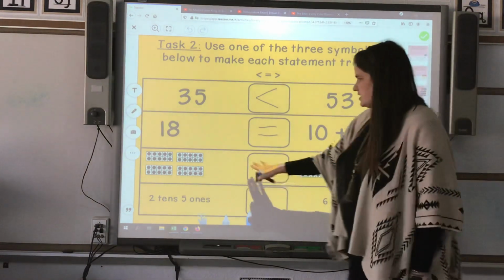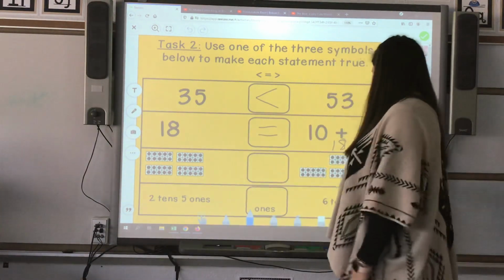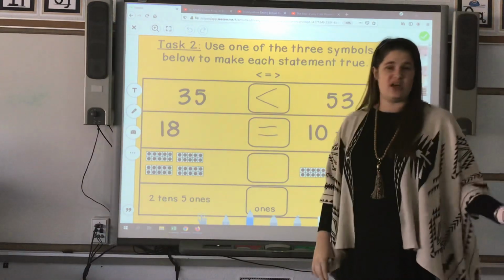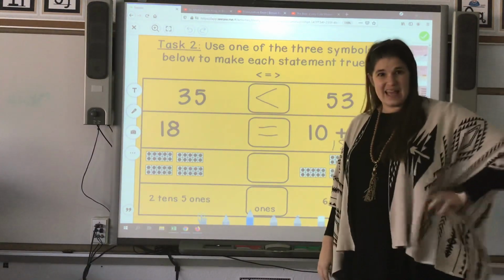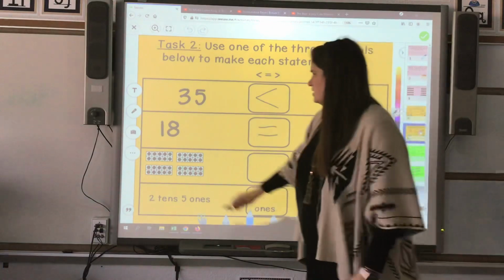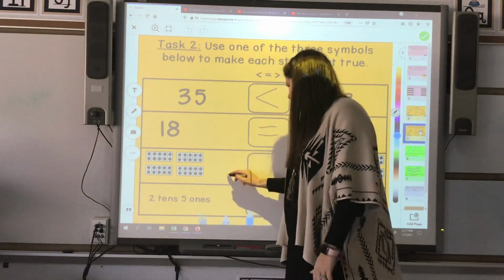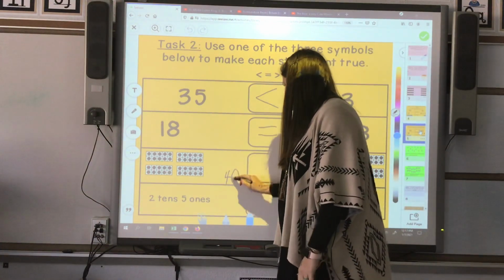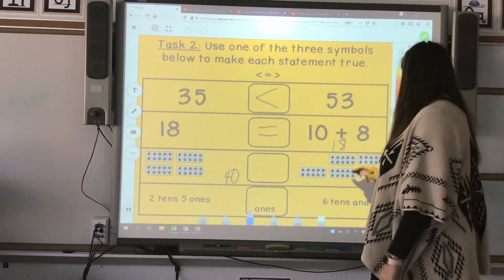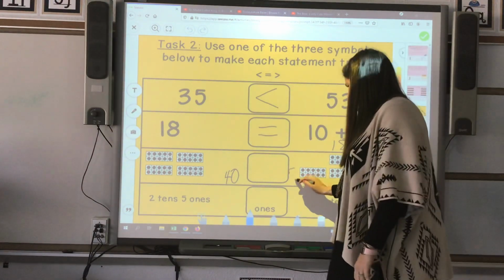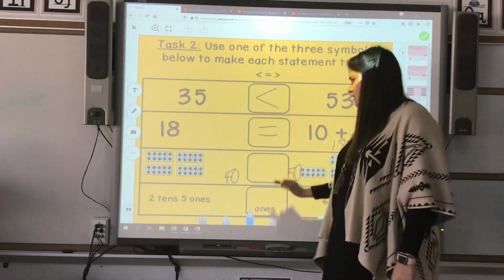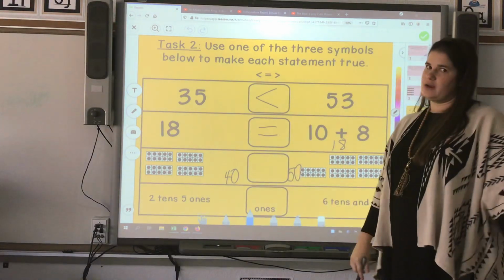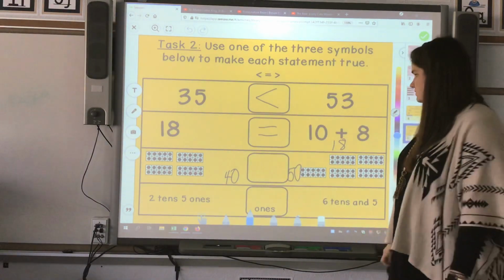Just like for this next one, we have some 10s over here and over here. I want you to tell me how many 10s and then tell me what the number is. So 10, 20, 30, 40. So I really have 40 over here and 10, 20, 30, 40, 50 over here. So this says 40 blank 50. Remember, alligator eats the bigger one.